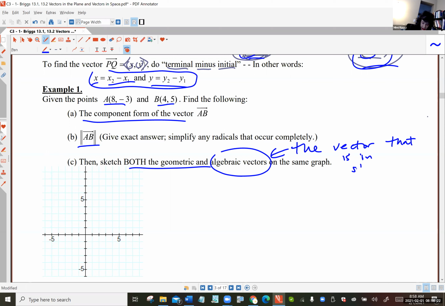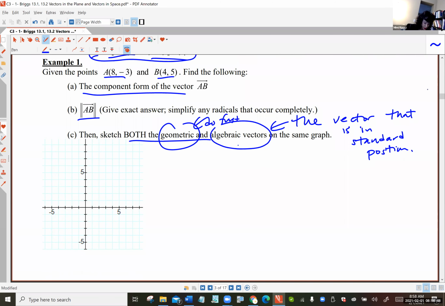That's where its initial point is located at the origin. Okay, and I'm going to do these out of order. So I'm going to actually graph the geometric vector first. So let's do this first. So what do I mean? Well, just plot the point A and plot the point B and connect the dots, making sure that B is the point that gets the tip, the arrow. Okay, so that's super easy.